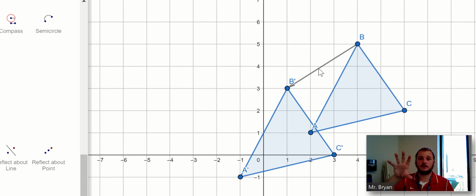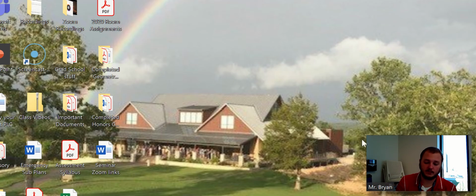It's still facing the same direction. It looks the exact same. All it's doing is it's just moving. It's just kind of shifting. So if you want to think of a word for translation that goes along with this, you could think of move or shift. It doesn't turn, it doesn't spin, it doesn't flip or anything like that. It just moves.